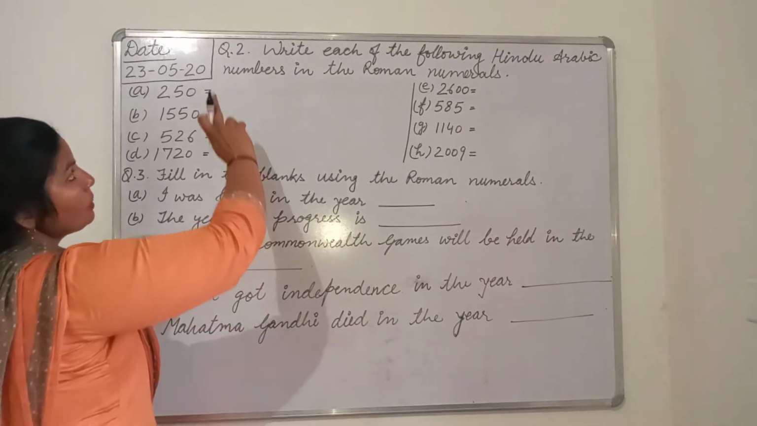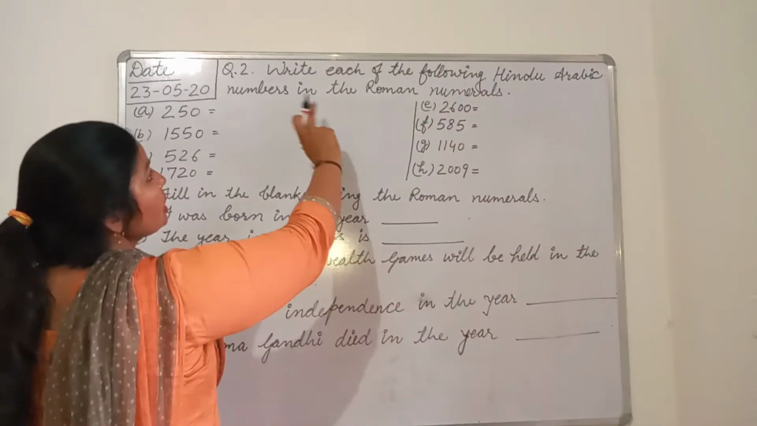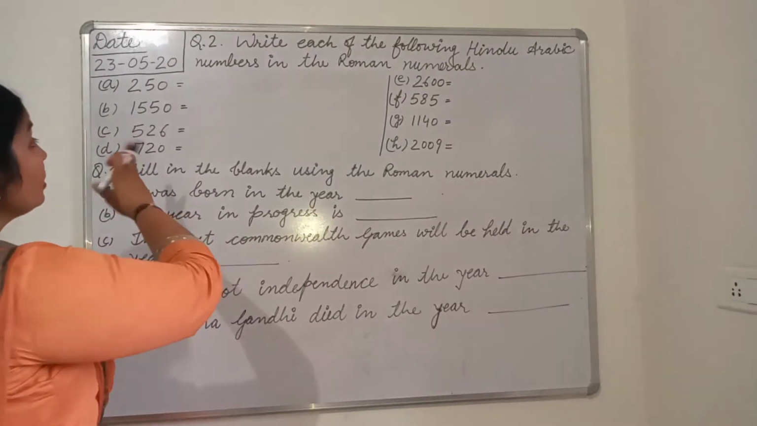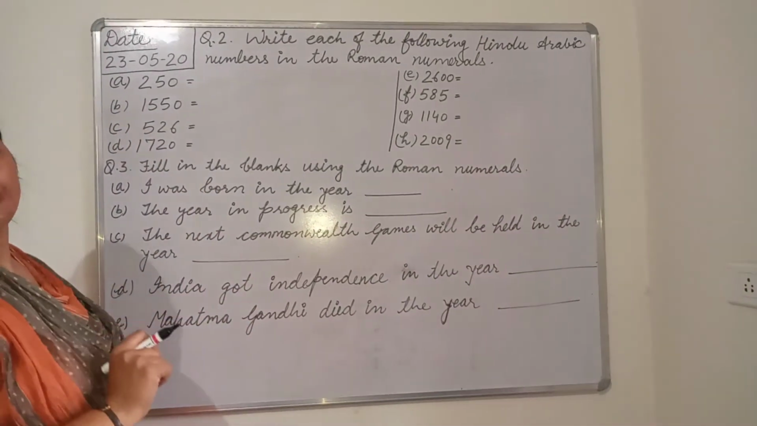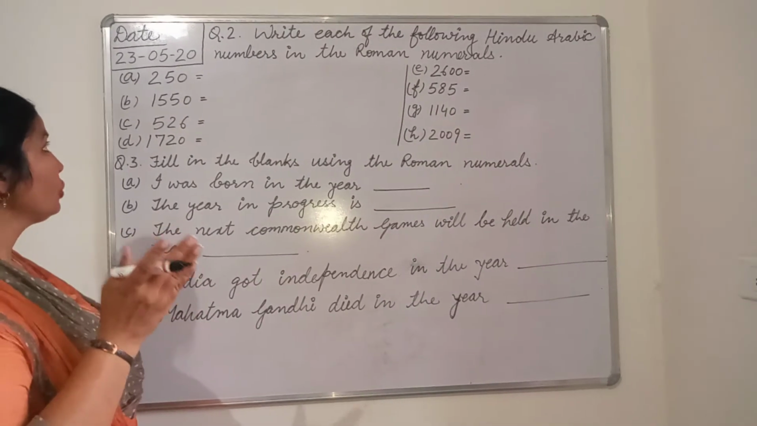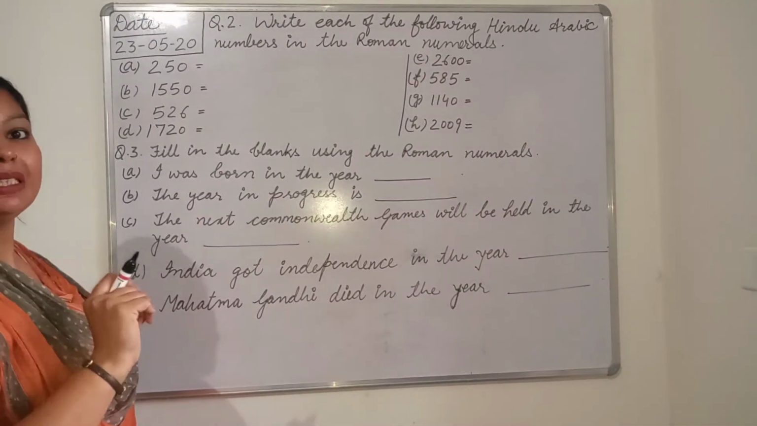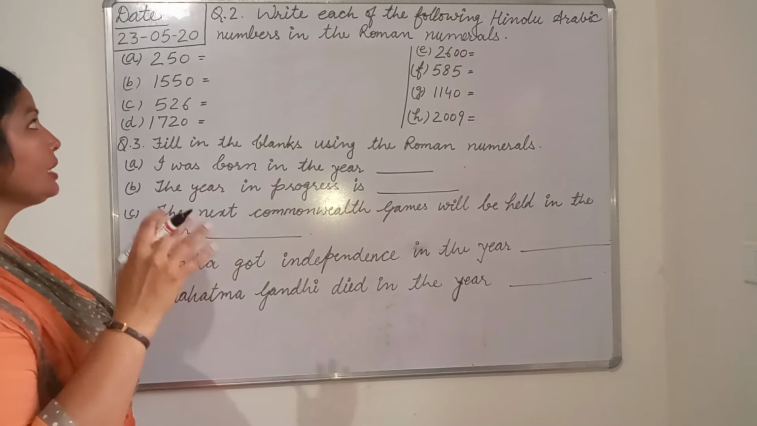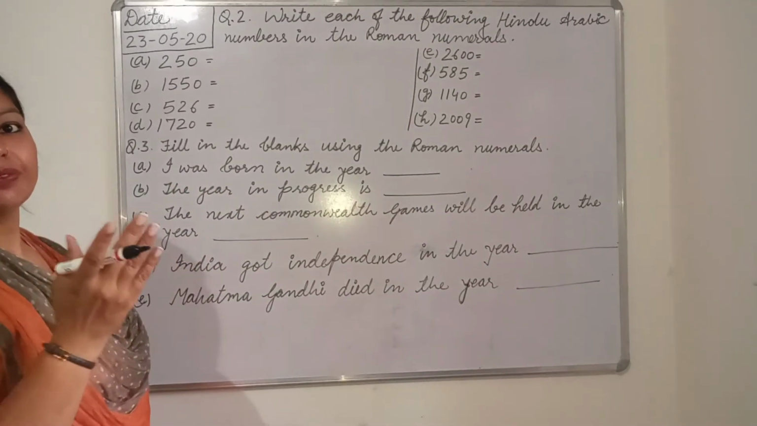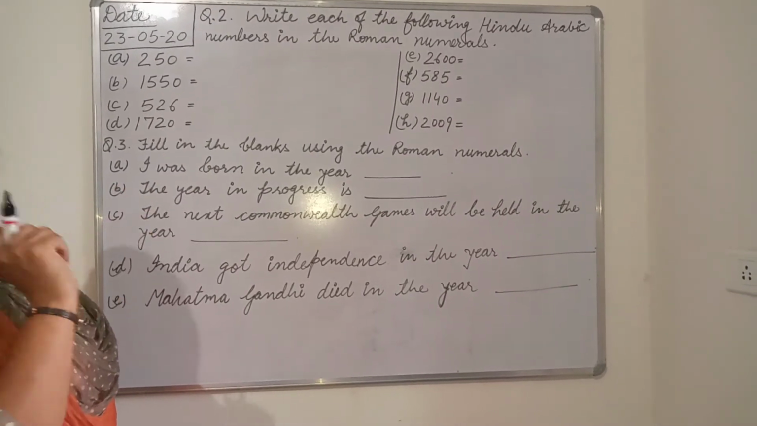Yes, now question number 2. Write each of the following Hindu-Arabic numbers in Roman numerals. Means here Hindu-Arabic is given and you should write in Roman numerals. In question 1 we had Roman numerals and wrote them in Hindu-Arabic. Now it is the opposite. Whenever we write in Roman numerals, we should first make the expanded form, so we can easily write in Roman numerals.